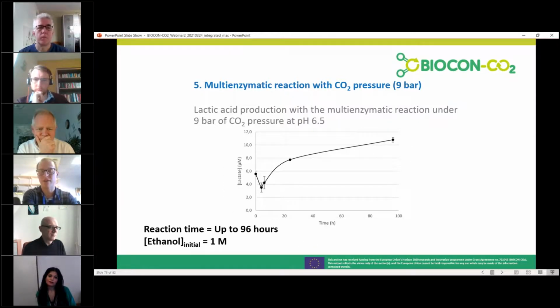We tested different pHs, and we also followed the time course of the reaction, which, as shown here, takes up to 96 hours, which means that the reactions are still very slow. So we need to increase the amount of enzymes.